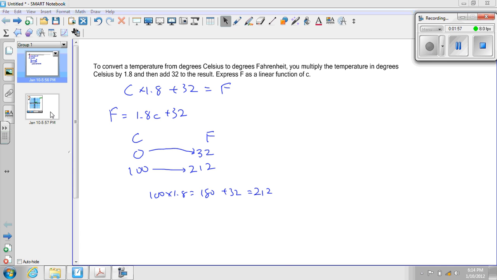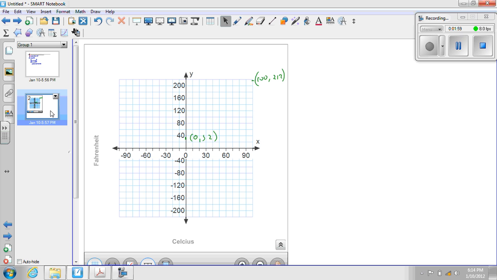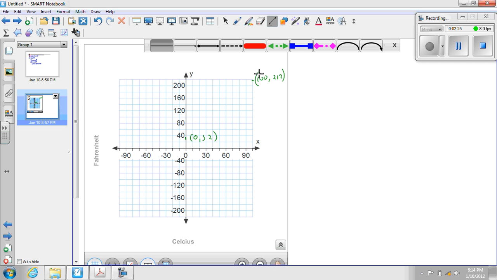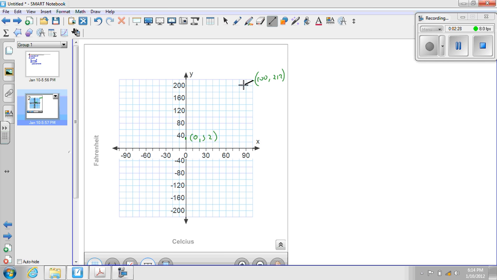But to take this just a tiny step further, I made a little graph here. My x-axis is Celsius, my y-axis is Fahrenheit, and I plotted the point 0, 32, so that's 0 Celsius, 32 Fahrenheit, to represent the temperature at which water freezes. And I plotted the point 100, 212 to represent the point at which water boils. And if I wanted to, I could draw a line through those 2 points, the linear function, and we could then predict the temperature from Celsius to Fahrenheit for any temperature that we wanted to.